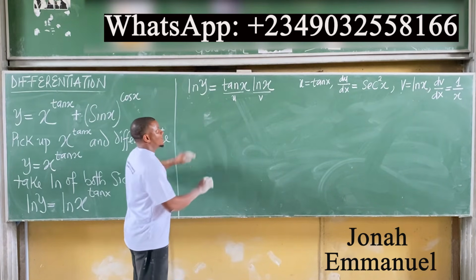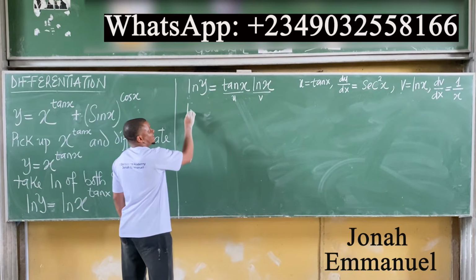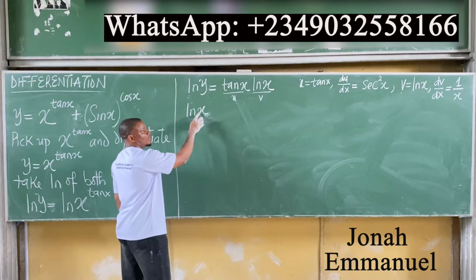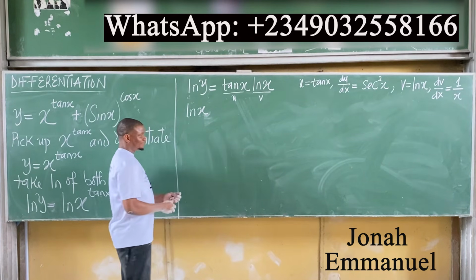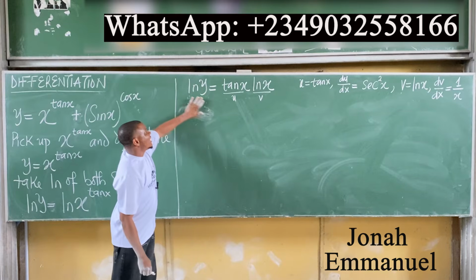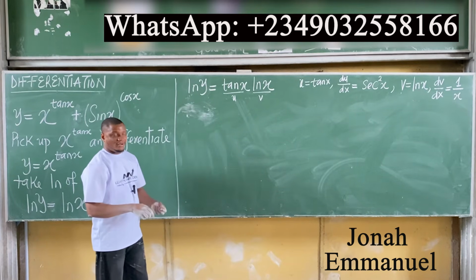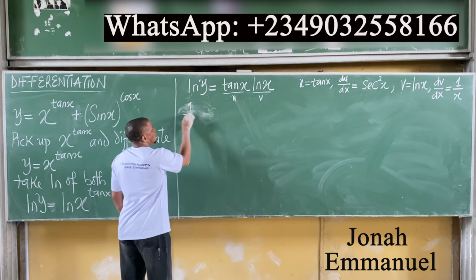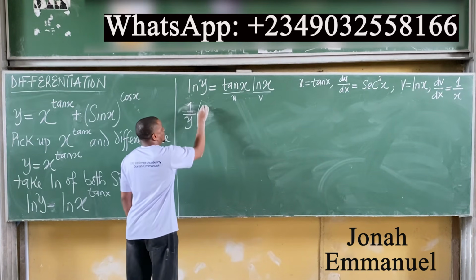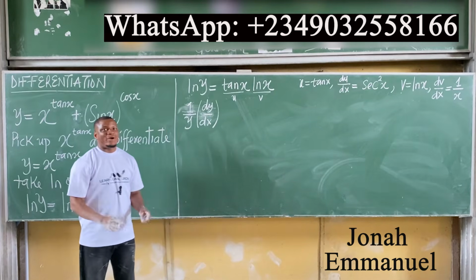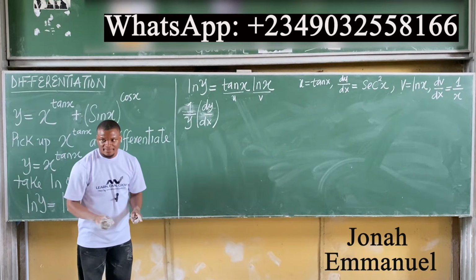Now listen. Let's assume this was ln x. If I differentiate ln x, what do I get there? 1 over x. Please, if you differentiate ln x, you get 1 over x. Now, if I differentiate ln y, what do I get there? It becomes 1 over y. Attach what there? dy/dx. You only attach dy/dx whenever you're differentiating a y term.